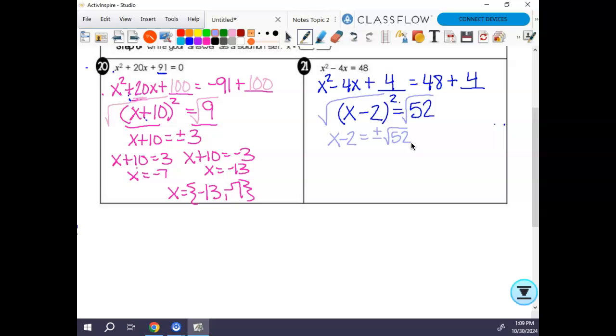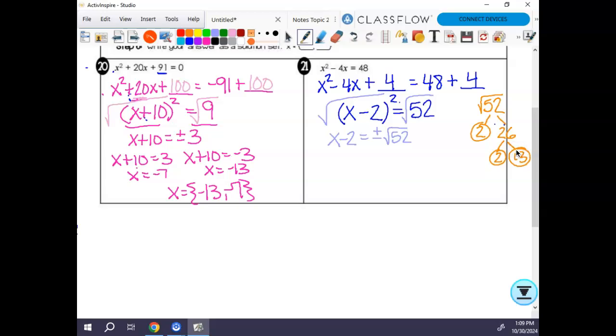So you might want to go off to the side to do the square root of 52. What are two numbers that multiply to give me 52? It's even, so it'll be 2 and 26. Good. 2 is a prime number. Then this would be 2 and 13, and that's a prime number.